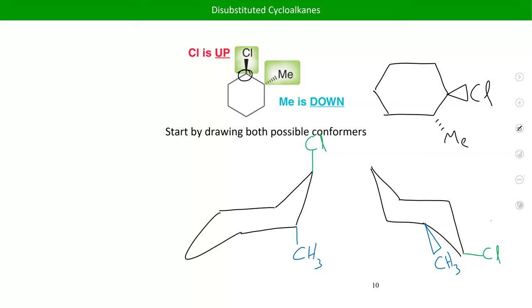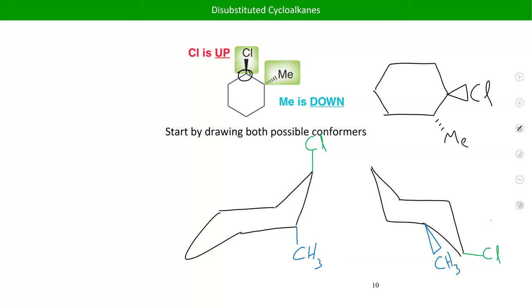Mm-hmm. But the difference with that is that you have the mirror image of it, which means the R's and the S's would be flipped. Well, if I flip it upside down, this needs to be down there, but would that still be the same? But the fact that you have the mirror image of it, no matter how you flip it, is because you drew the methyl behind the chlorine, not in front of the chlorine. So down there is the methyl. Right. And the equatorial. Right.